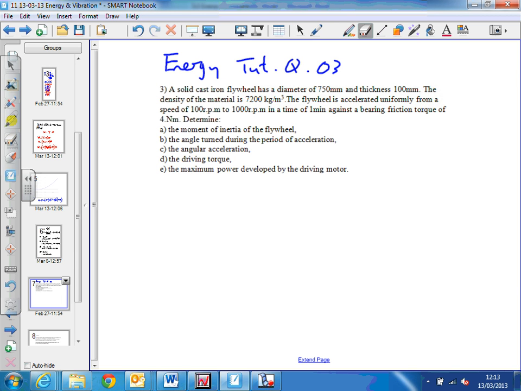However, before we consider the questions, I would always recommend that you extract the information and write it down in the relevant units, because that will help you. And you can also put the symbols by it. So what have we got?